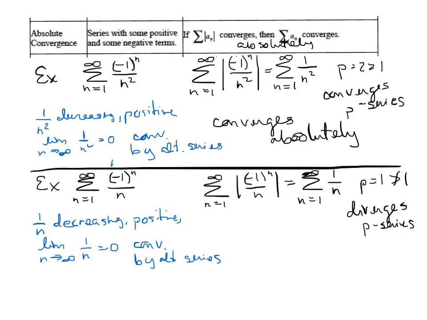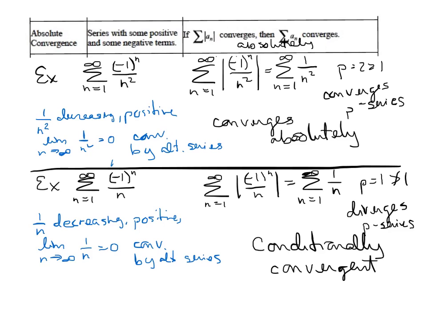So what we call this, the second example, we're going to call this conditionally convergent. I'm going to need a separate paper to explain this a little bit more.